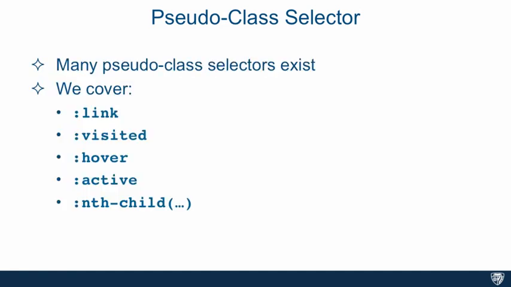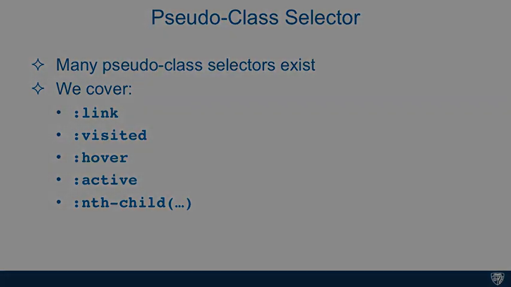Now, there are many pseudo-class selectors that exist. In this lecture, we're going to cover 5 of them. The first 4, link, visited, hover, and active, are pretty basic and used very, very often. The last pseudo-class we'll cover, nth child, is a fairly powerful pseudo-class and can get pretty complicated, but its basic uses are fairly straightforward, as we'll see. So let's jump straight into the code and see how these selectors work.